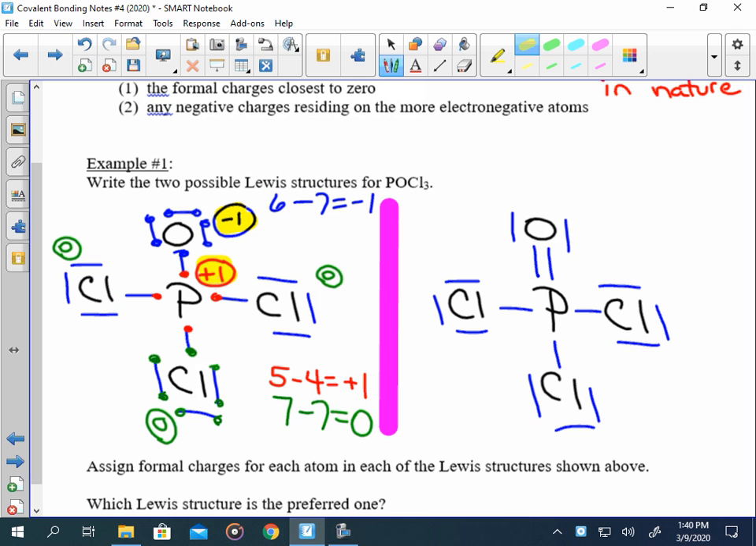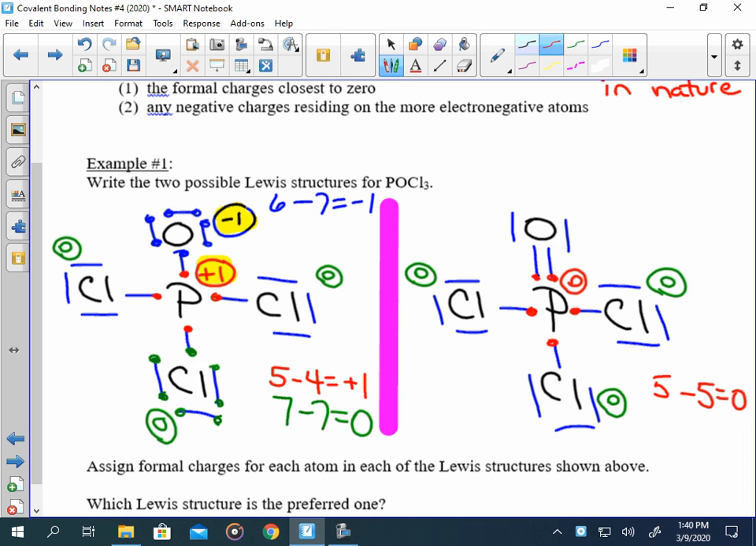Let's take a look at the one on the right. In the interest of time, the chlorines have not changed. So I'm going to put a 0. I'm going to put a 0. And I'm going to put a 0. Now let's take a look at the phosphorus. Phosphorus is in group 5A. It's supposed to have 5 minus 1, 2, 3, 4, 5. Phosphorus has 0 for its formal charge.